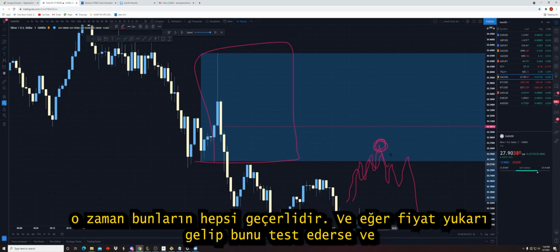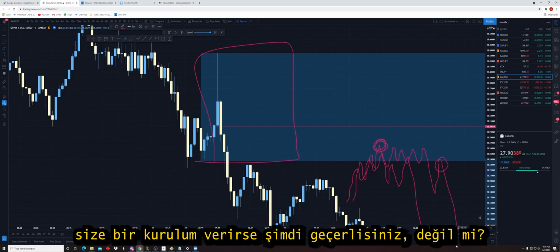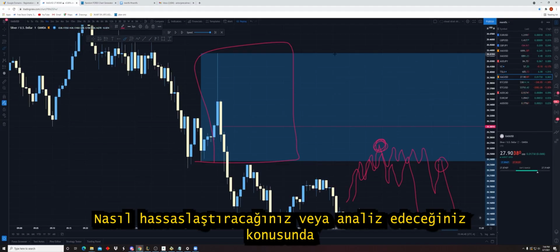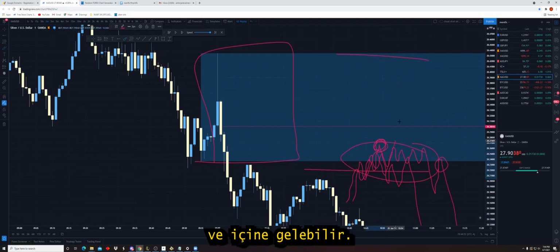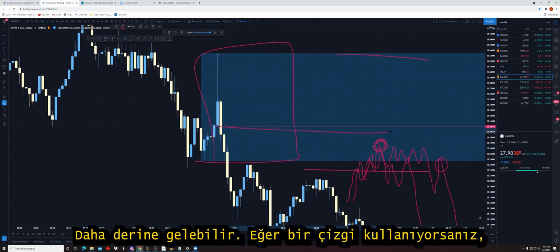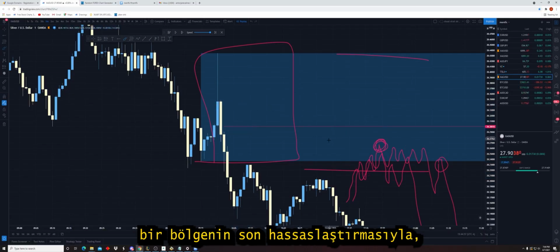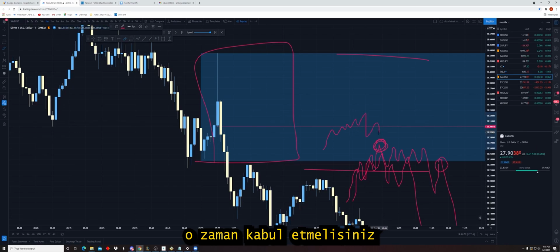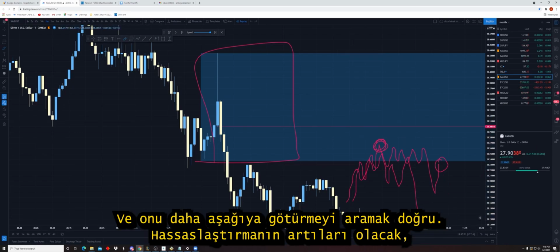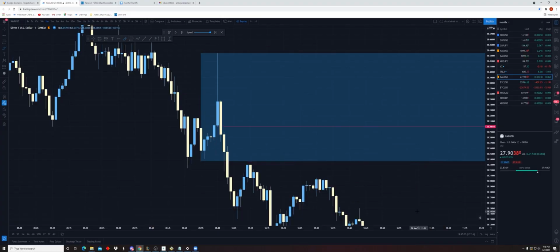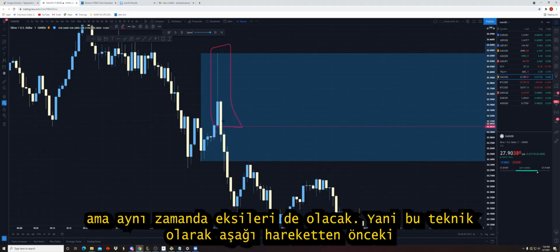Now, if you use the whole blue area, then this is all valid. And if price came up and tested this and gave you a setup, now you're valid, right? You need to have a way that you want to refine or analyze. If you have a supply and demand zone that you want to use as a box, then you need to recognize that the box is what you're using and it can come into it or it can come deeper into it. If you're using a line with the last refinement of a zone, then you need to recognize that what you're looking for is that final mitigation in that area and look to take that lower, right? Refining is going to have its positives, but it's also going to have its negatives. So that's technically the last up move before the down move, right?